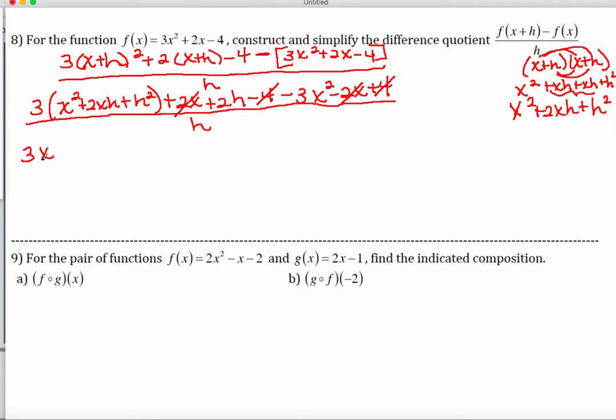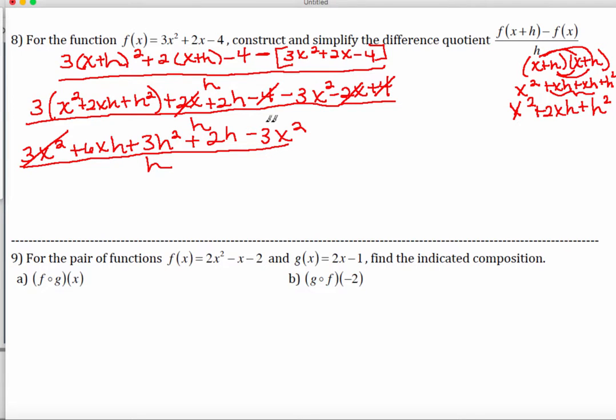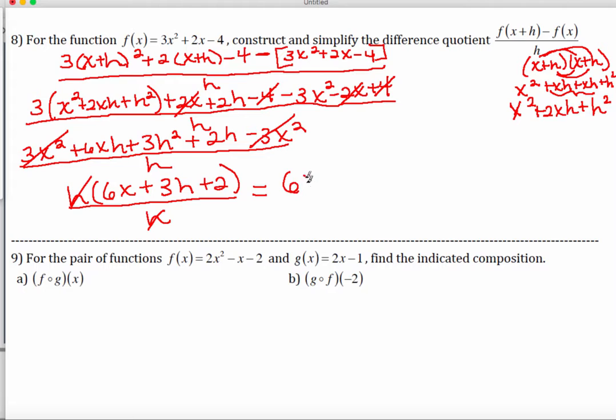Over here, I'm going to distribute my 3, and I get 3x squared plus 6xh plus 3h squared. And then I'm going to bring down my 2h minus 3x squared. That's all over h. And I see something else that can cancel out now that I distributed that 3. I have a 3x squared in the front and a negative 3x squared in the back, and they are going to cancel out. And that leaves me with 6xh plus 3h squared plus 2h over h. And I'm going to factor out an h out of my numerator, and I'm left with 6x plus 3h plus 2 all over h, and then I get to cancel my h's out, and my final answer is going to be 6x plus 3h plus 2, and that's it.